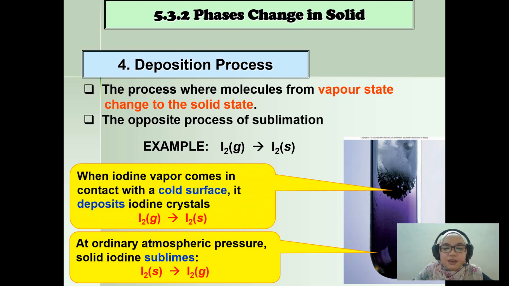Okay, so this is the example lah. Let's look at this one. Dia kata, when iodine vapor comes in contact with a cold surface, it deposits iodine crystal. So at ordinary atmospheric pressure, solid iodine will sublime into gas phase pula. Kat sini di mana solid jadi gas, di sini di mana gas jadi solid. So it's happening here, okay?